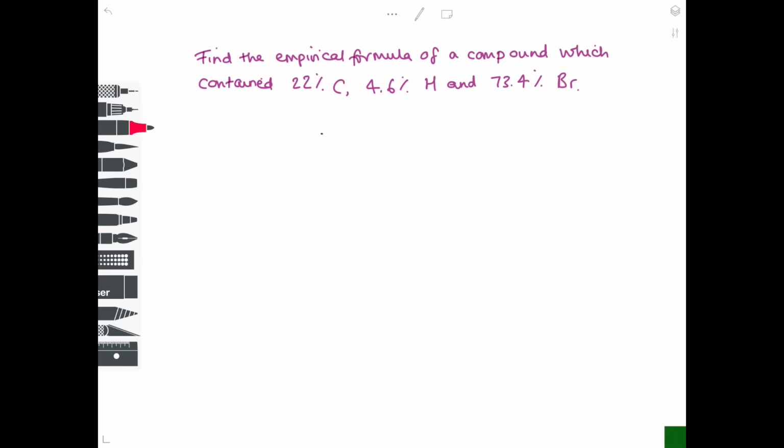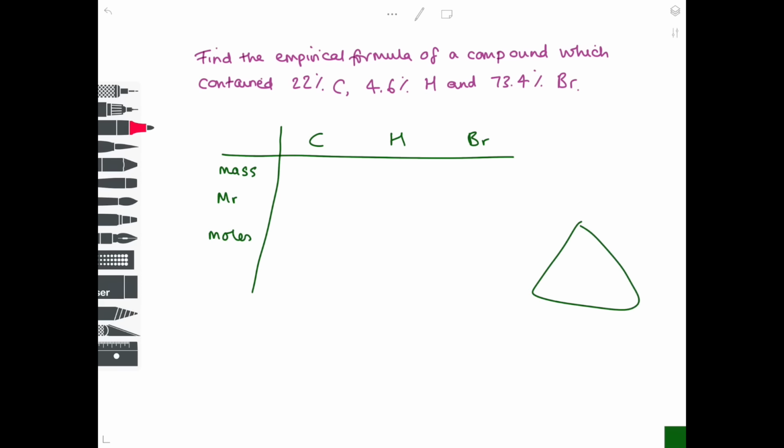I like to lay out these questions always using the table format. So first of all, list your 3 elements and then draw a table underneath. Mass, MR, moles, and don't forget your formula triangle. Always be aware. So remember, mass is at the top, MR and moles. And then just substitute what you know from the question.